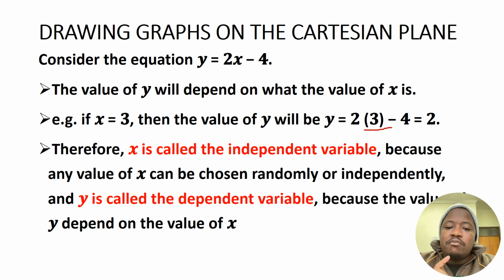Now, what does that mean? We are simply saying in this regard, x is called the independent variable simply because any value of x can be chosen randomly or independently. The y value is called the dependent variable because the value of y will depend on what the value of x is.